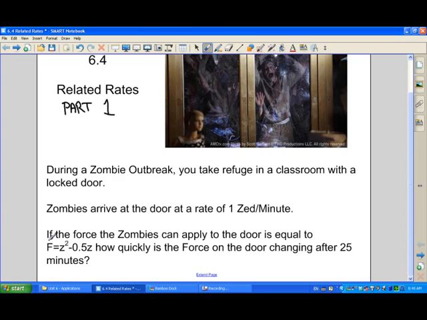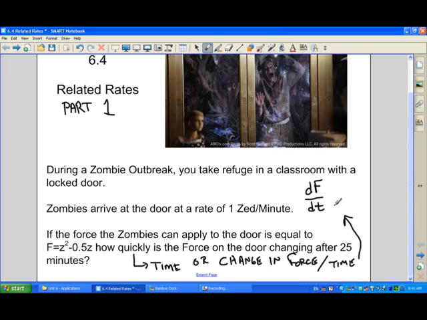If we look at the wording of this question, specifically how quickly something is changing, that word quickly implies time, or the change in force over time. So we're looking for the derivative of F with respect to the derivative of time, dF by dt.